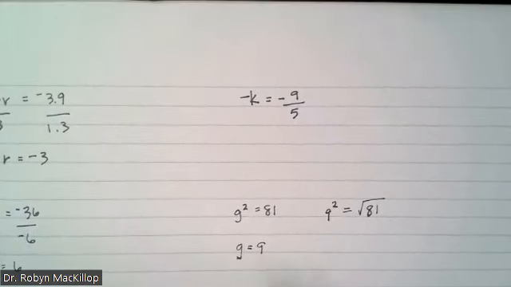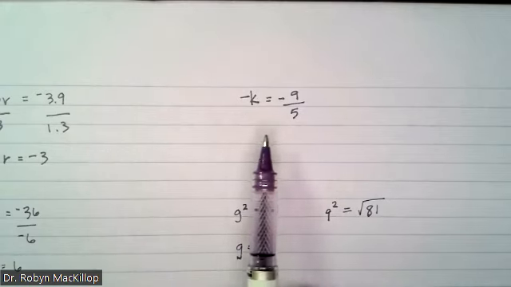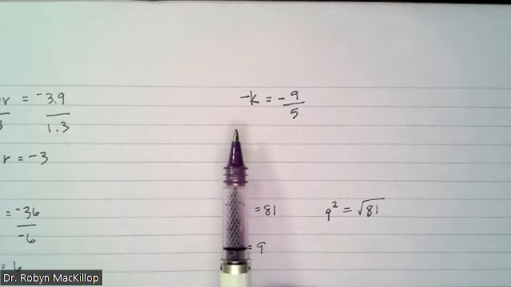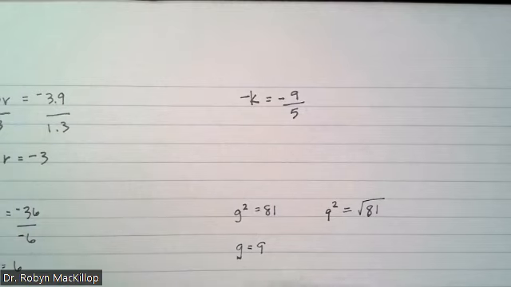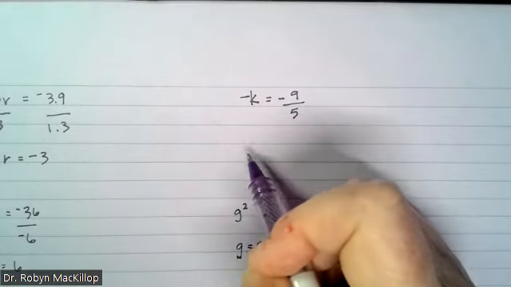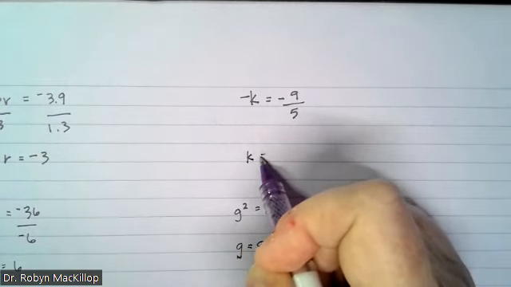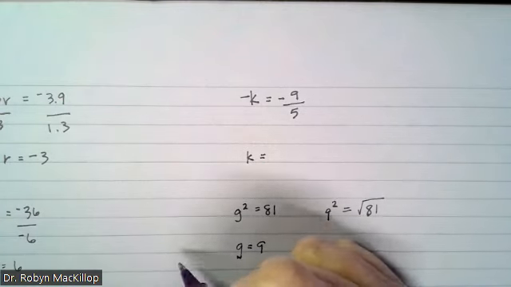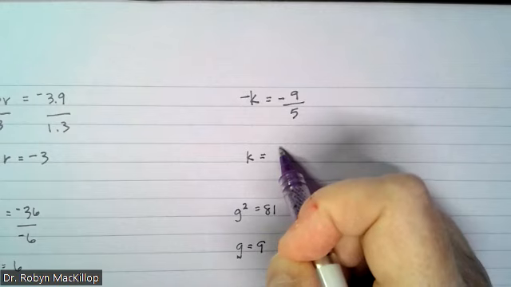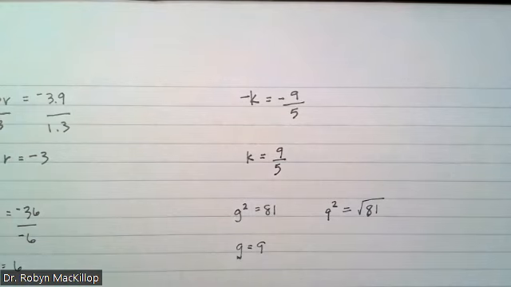And the last one, this looks pretty innocuous, right? Negative k is equal to negative 9 over 5. You cannot have a negative variable. Super easy to fix. Turn the variable into a positive, which means you turn the other side, you reverse it as well. So we've got negative 9 over 5. Now k, positive k, equals positive 9 over 5.